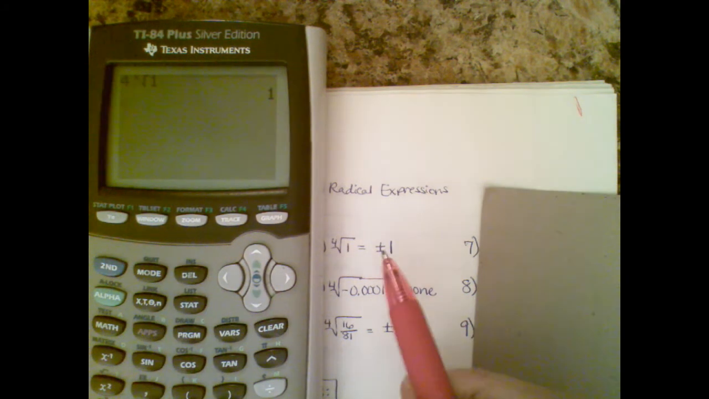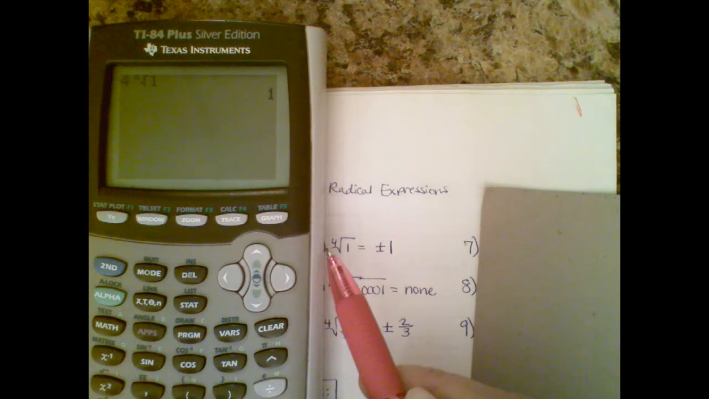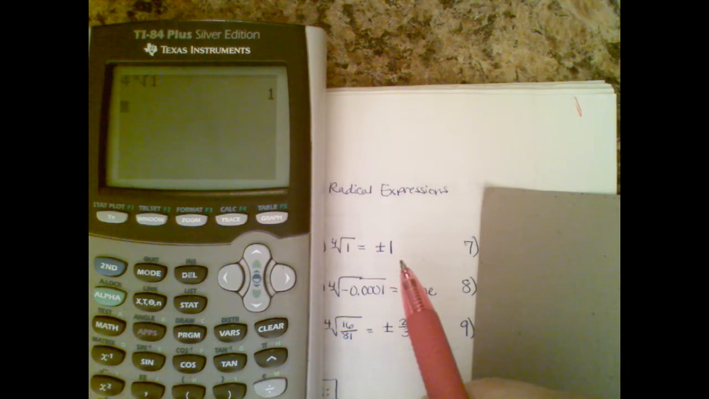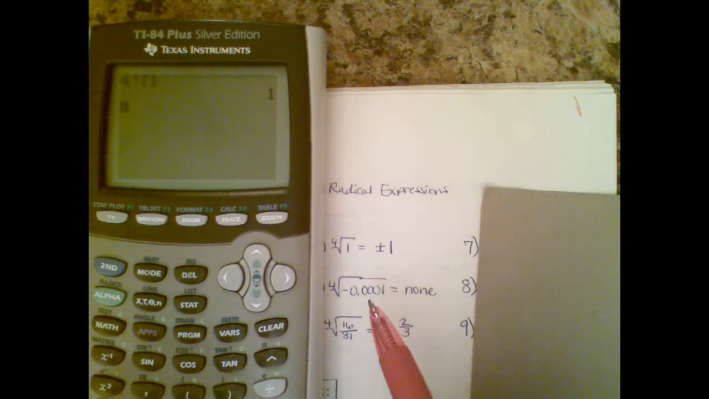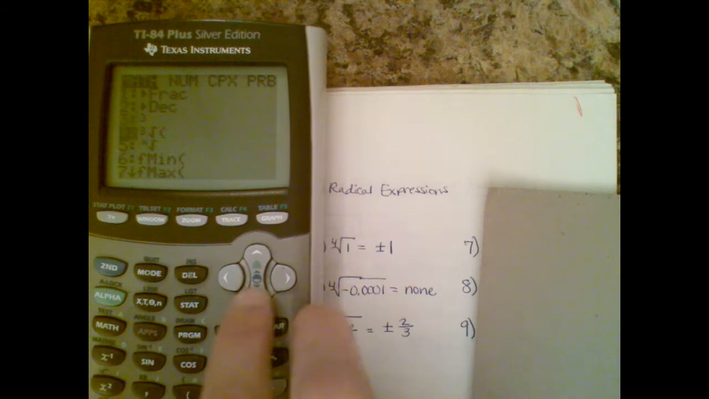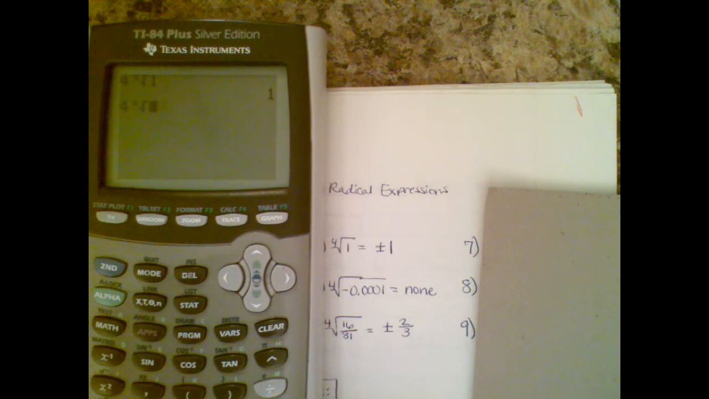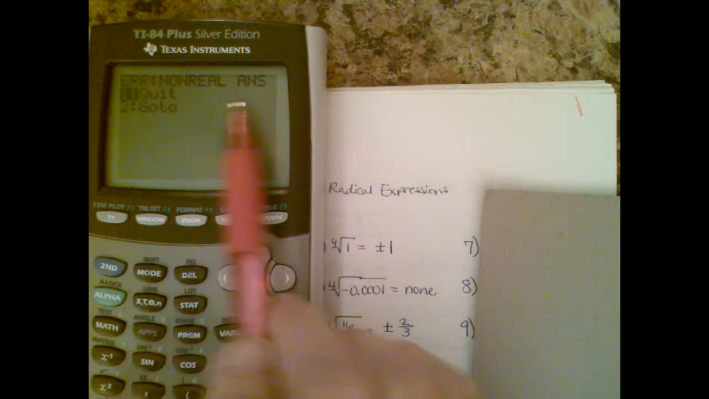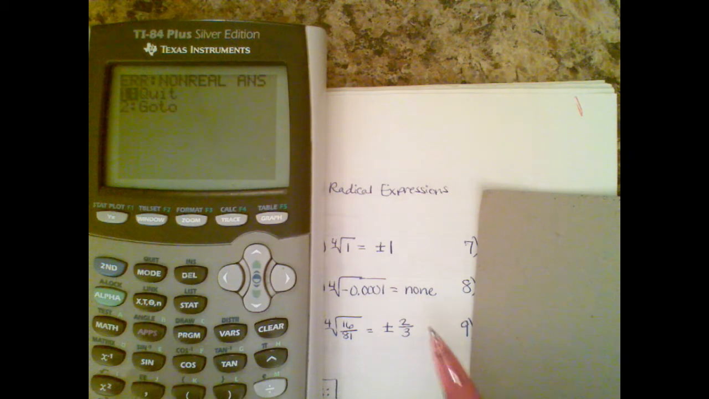Notice how I have a plus or a minus sign in front of it. The reason for that is whenever the root is an even number, we're going to need that plus and minus sign in front of it because it could be positive or it could be negative. Then for this next one, we want the fourth root of negative 0.0001. And we get a non-real answer, so we're going to put none, or no solution.